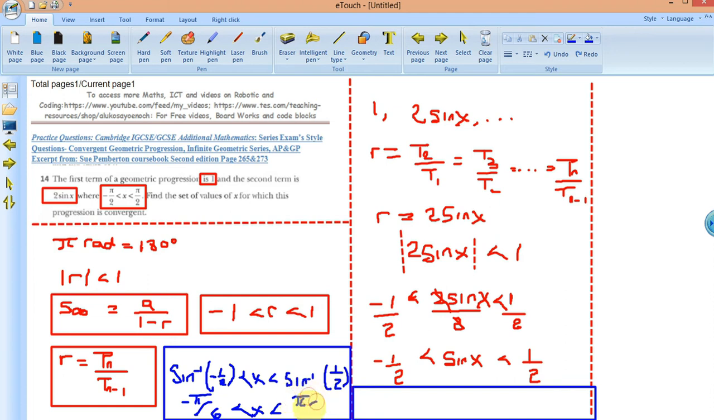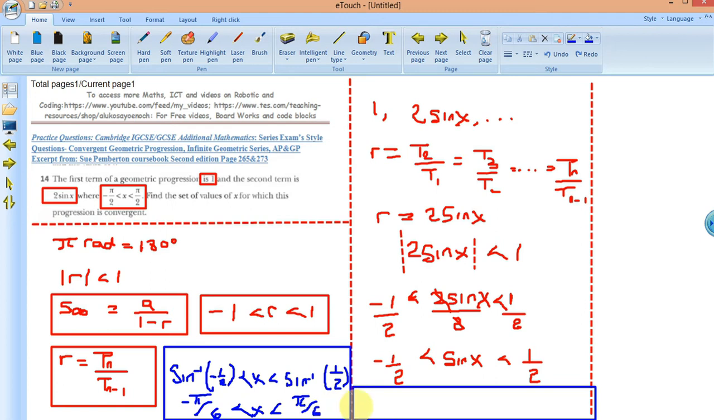Don't forget that before you can get this answer, you have to convert from degree to rad. To convert from degree to rad, just press shift mode, then 4. So that is the domain, and that's what they ask us to do: find a set of values of x for which this progression is convergent. So the range of values of x for which the progression converges is minus pi over 6 to pi over 6. So that is the solution, guys.